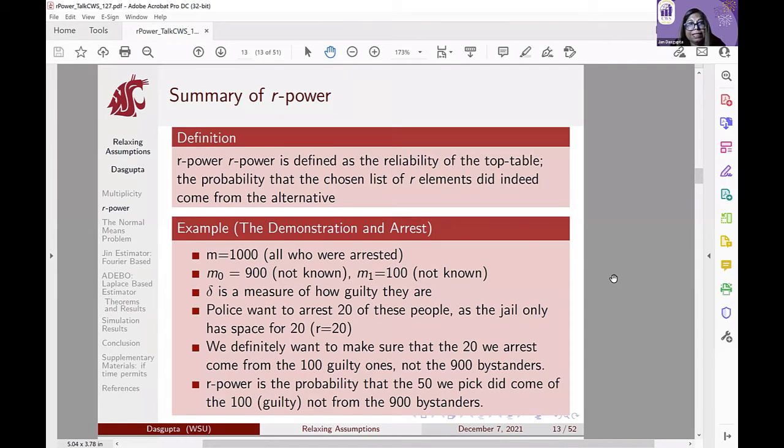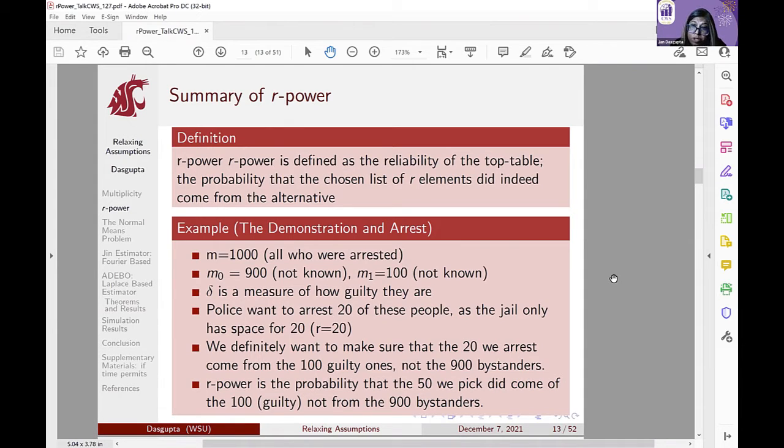Okay. And let's say, to make it realistic, the police want to arrest 20 of these people and put them in jail. Why do they want to arrest only 20? Because the jail has space for only 20 right now, for tonight. Okay.